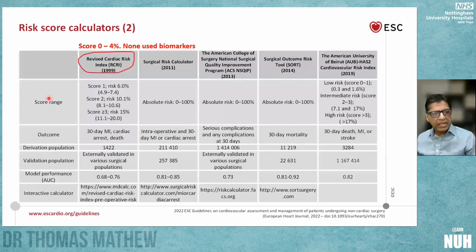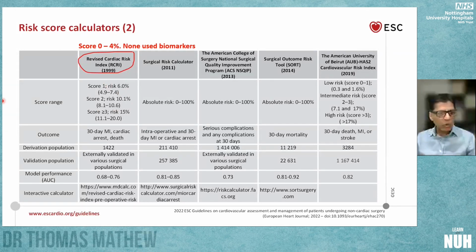There are various types of risk scores available, and the widely used one is the Lee index, which is also known as the Revised Cardiac Risk Index score, which provides you with a percentage risk of mortality and MI, anywhere from 4% to 15%, depending on the number of risk score available.